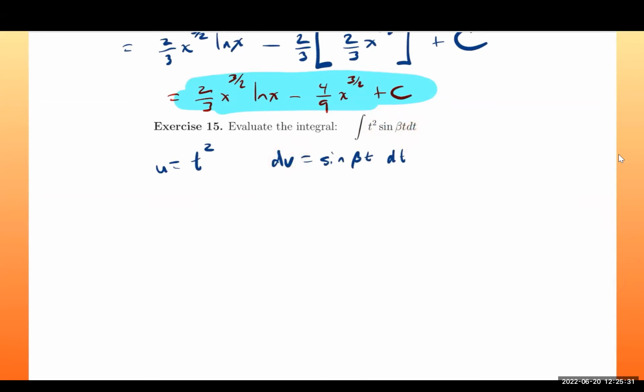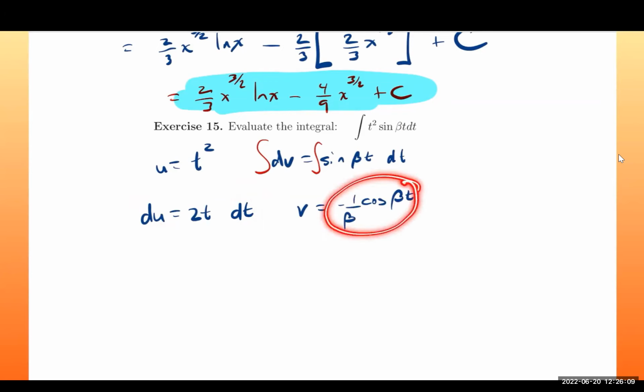All right, then we differentiate this side. That's easy. That should be du is 2t dt. Notice that I just put the dt. The dt would be down here, but when you multiply both sides, it's going to move to the right side. All right, now we integrate this side. When you integrate dv, you just get v. When you integrate sine, you're going to get negative cosine beta t. But by the chain rule, this is going to leave us with the constant beta, so you have to make sure that beta cancels out, so it's going to be negative 1 over beta. And you can check your answer by differentiating this, and you will get sine beta t.